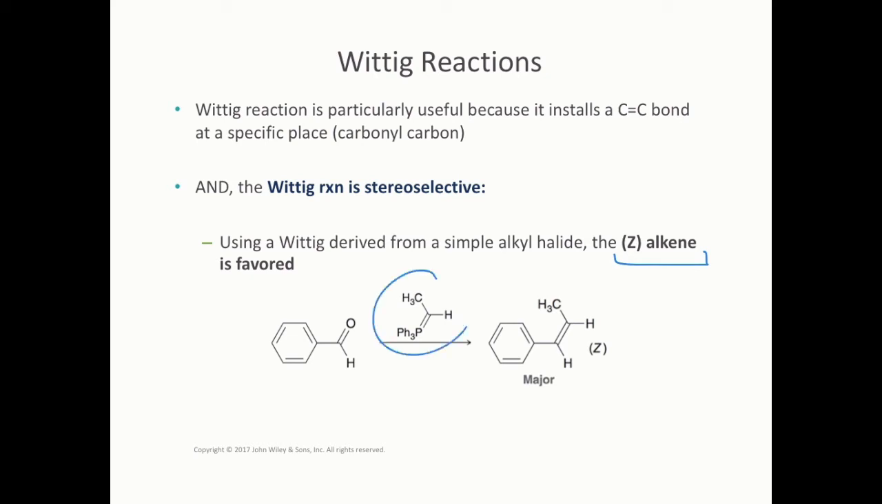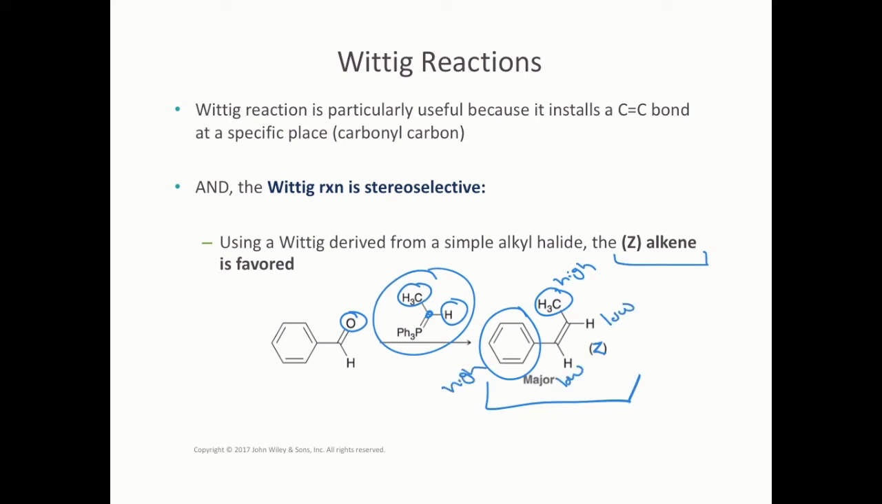So if we take this Wittig reagent, this carbon and the two things attached to it will essentially replace the oxygen of the carbonyl. And in the major product, we're going to have the Z-alkene geometry. So notice here, the high priority groups are on the same side, which is why this is Z. This is high, this is low, this is high, this is low.